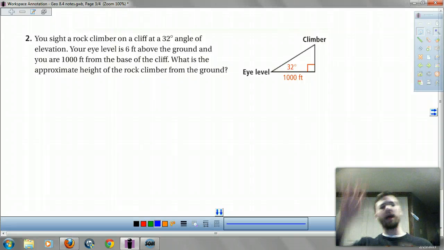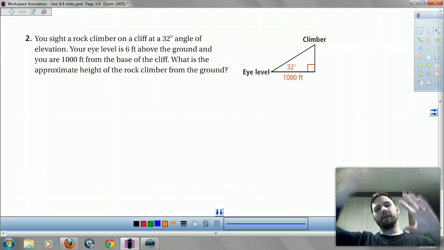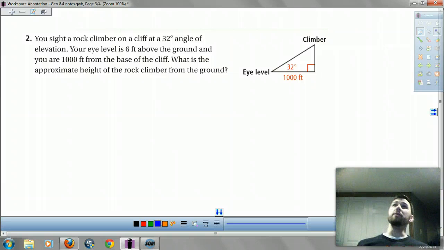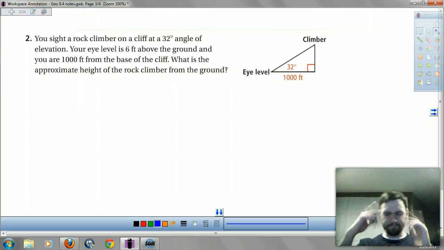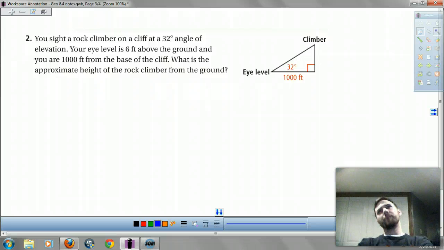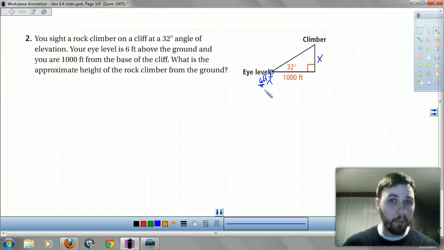Now suppose you see a rock climber, okay, and you see him climbing up, and you look up at him at a 32-degree angle, and you're 1,000 feet away. You go, I wonder how high that guy is, because of the angle of my head and how I'm looking at him. Gotta use trig. Now be careful, here's the key. You're 6 feet tall, right? So whatever you find for this x, you're going to have to add that 6 feet to. Important.